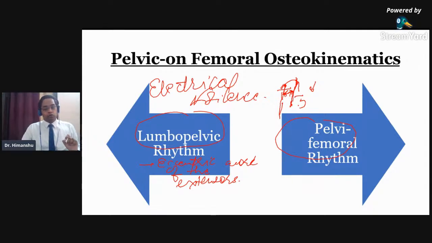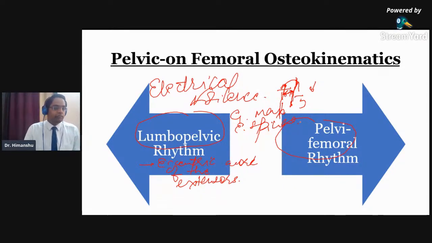Gluteus maximus plays a vital role and pulls the pelvis a little posteriorly. When it does, the erector spinae gets a significant amount of moment and then starts firing. So the initial muscular work, whenever you come back from complete forward bending, the first muscle to work is your gluteus maximus. Then the erector spinae start working. Fine. So this is what I wanted to tell you regarding the closed kinematic chain osteokinematics of the hip joint.